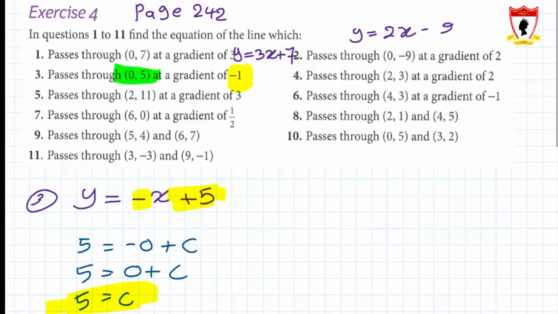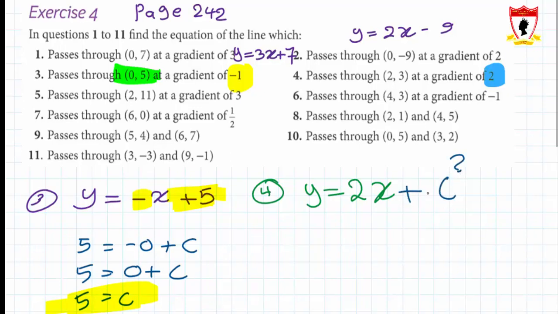Now question 4. It passes through (2, 3) with gradient 2. So y equals 2x. Why? Because the gradient is 2. It's given in the question. y is equal to 2x plus c. What could this c be?